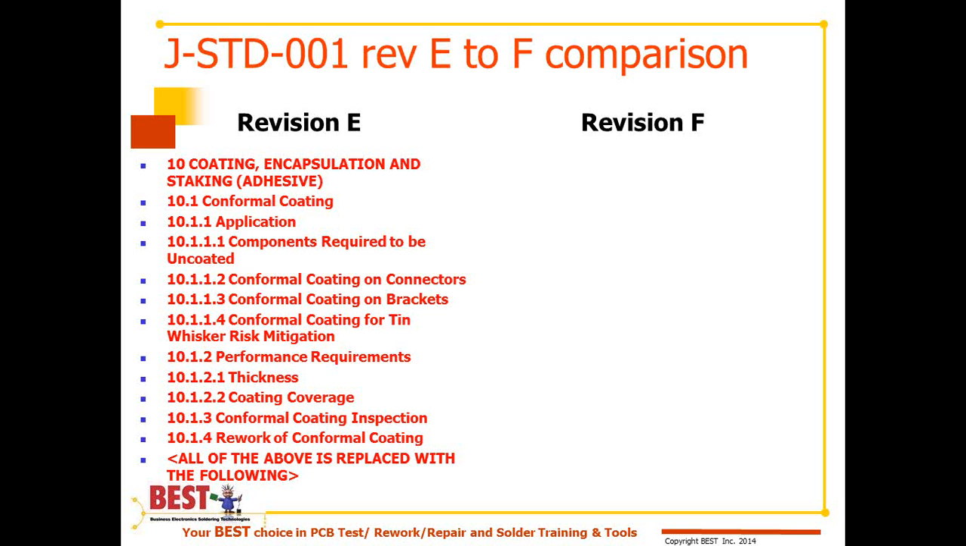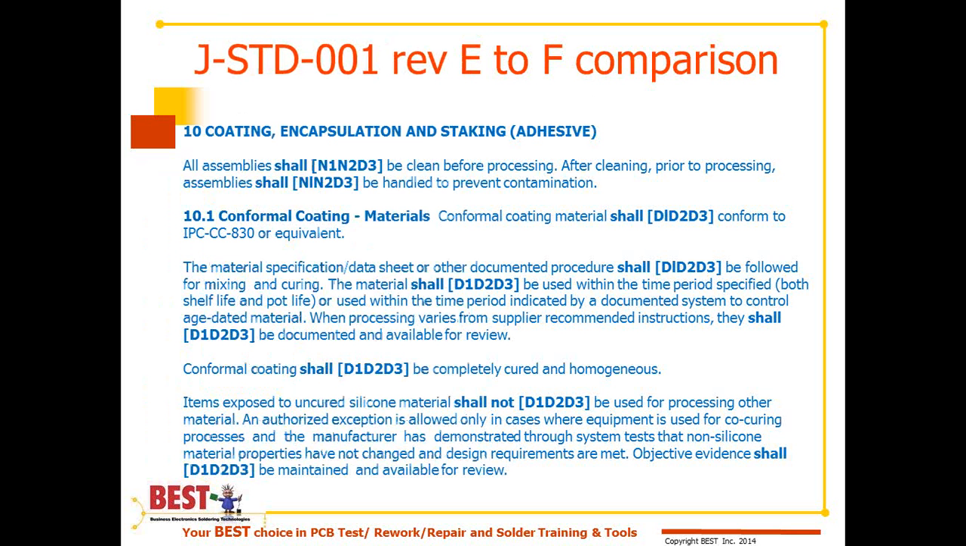Section 10, they've modified this completely. You can see where all of these have been removed and replaced with the following information. So under the coatings for Section 10, it says all assemblies shall be cleaned before processing. After cleaning, prior to processing the assemblies, they shall again be handled to prevent contamination, or it's a defect for Class 3.